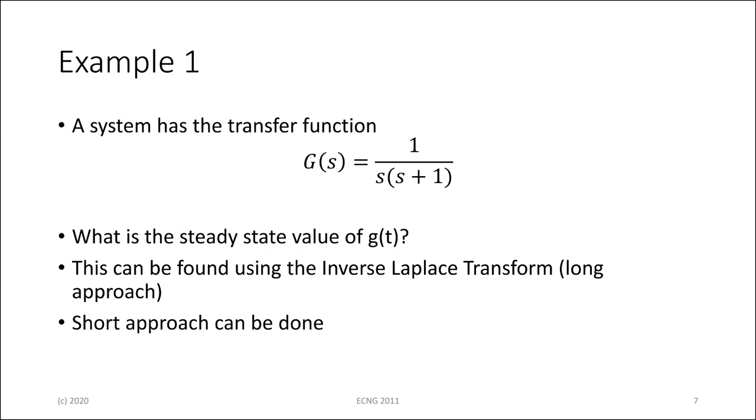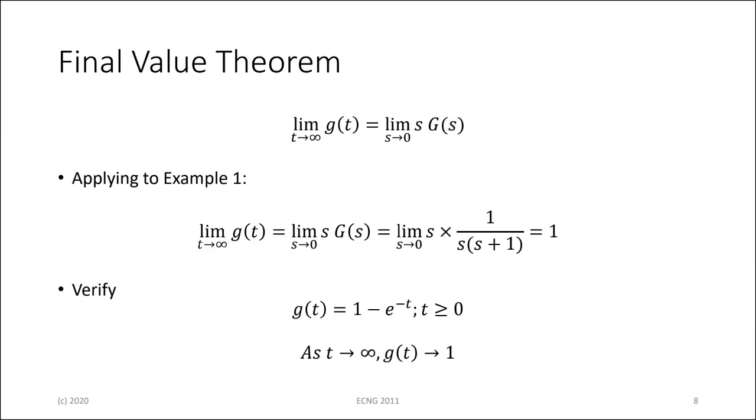So here's this. A system has a transfer function, and there you have it there. So what is the steady state value of g(t)? In other words, as t gets very large, what sort of response does this system give? Of course, it's fairly simple, so I could take the Laplace transform approach, put this into partial fractions, find the inverse transform, and then set t to a large number and see what happens. Or I could use something called the final value theorem.